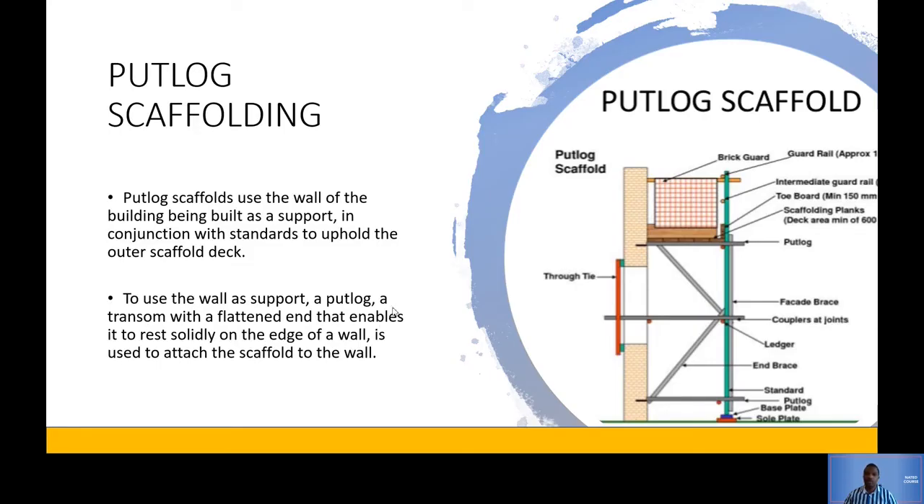A putlog is a transom with a flattened end that enables it to rest solidly. I think what you should understand with putlog scaffolding is that it uses the existing building for extra support. So it's still a scaffold, but it connects to the building. It connects there through, because there's a window there, so you use a through tie.